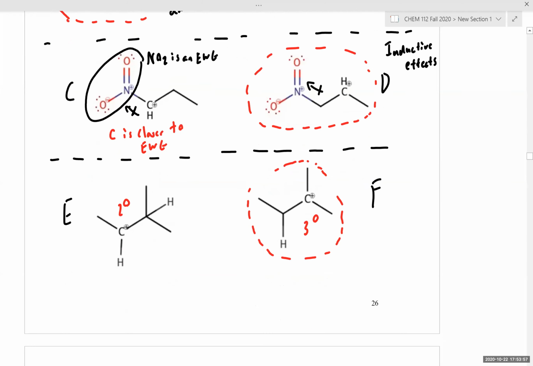Finally, for the third pair, we have a secondary versus a tertiary carbocation, and in turn, we know tertiary carbocations are more stable because we have a greater amount of stabilization via hyperconjugation. So we'll just note that this tertiary carbocation is more effectively stabilized by hyperconjugation. Do these examples make sense to everyone?